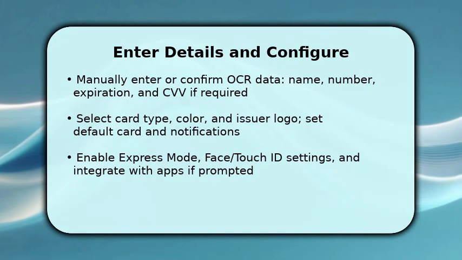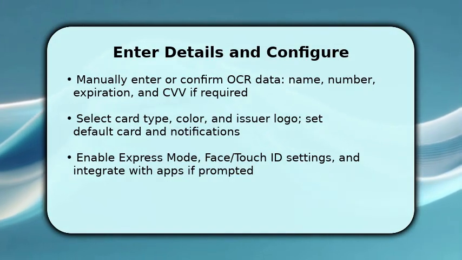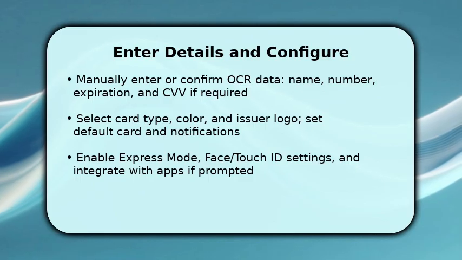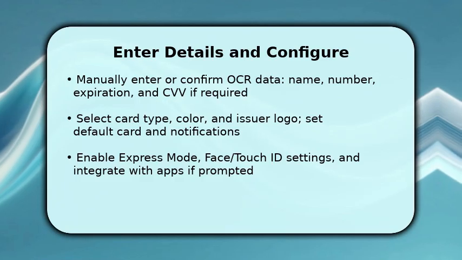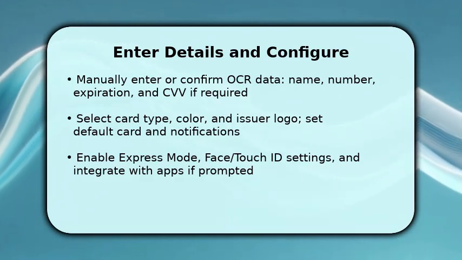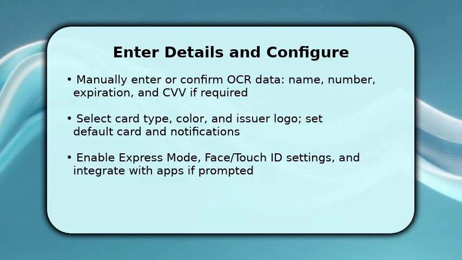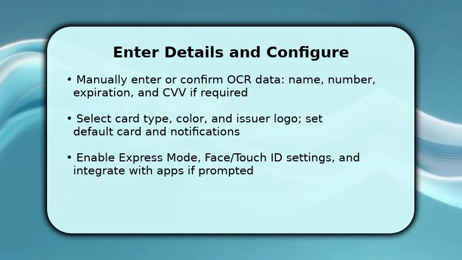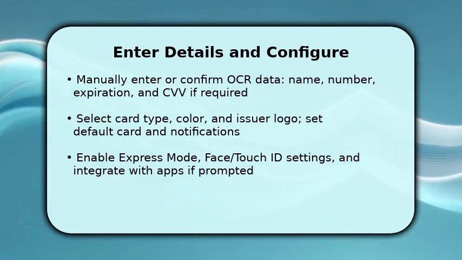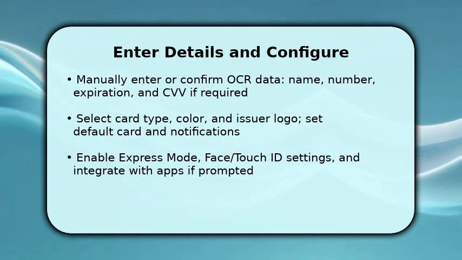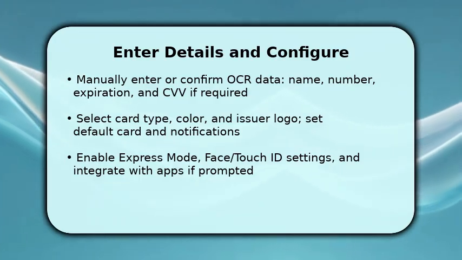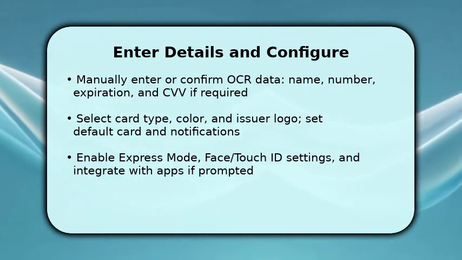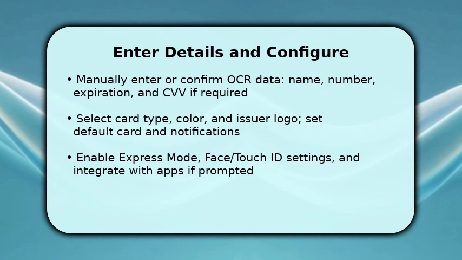You now complete the complex middle steps by verifying and editing the captured data. Manually type any digits OCR missed and confirm the cardholder name. Next, choose card type, color, and upload or select issuer logo so the wallet display matches the physical card. Once configured, set authorization via Face or Touch ID, enable Express Mode for quick access, and link the card to relevant apps for passes or transit. These steps ensure proper security and seamless day-to-day use.